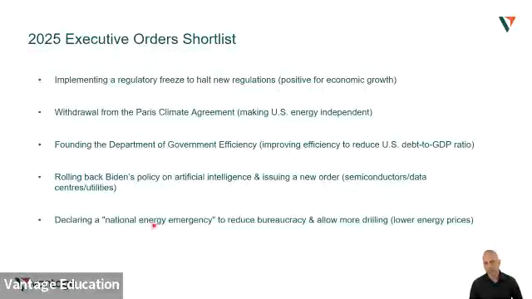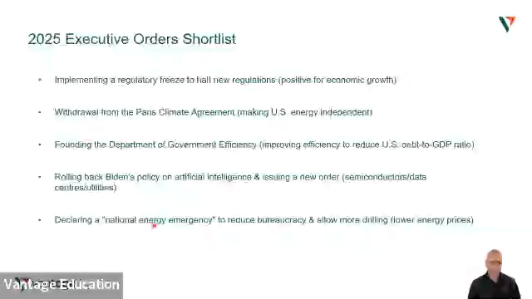Now, one of those executive orders that he signed off was implementing a regulatory freeze to halt new regulations. As we all know, President Donald Trump has been in favor of deregulating many industries. So this is one way as well: by freezing any new regulations, even without doing any deregulation, it is sort of like deregulating as well. So this could be positive for economic growth. His main idea behind deregulating many industries is to stimulate economic growth.